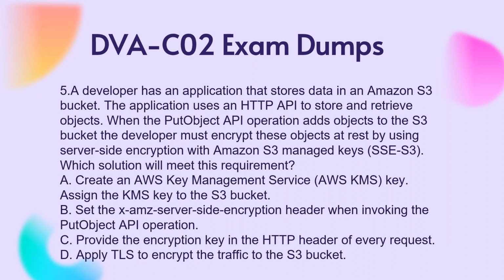A. Create an AWS Key Management Service (AWS KMS) key. Assign the KMS key to the S3 bucket. B. Set the x-amz-server-side-encryption header when invoking the PutObject API operation. C. Provide the encryption key in the HTTP header of every request. D. Apply TLS to encrypt the traffic to the S3 bucket.